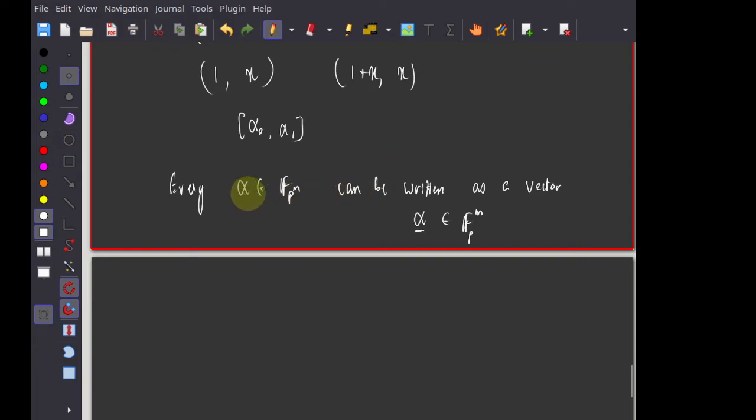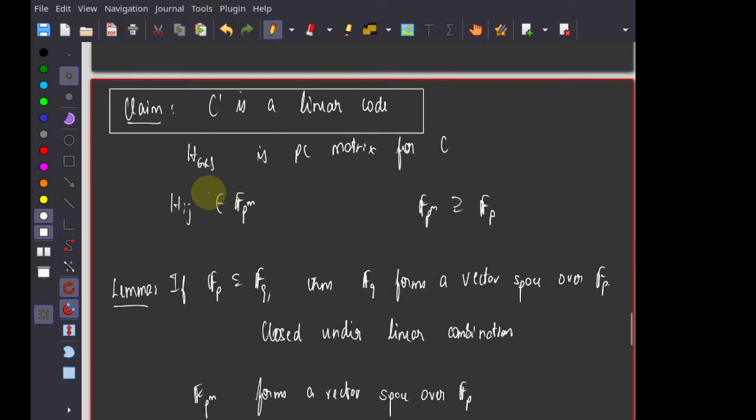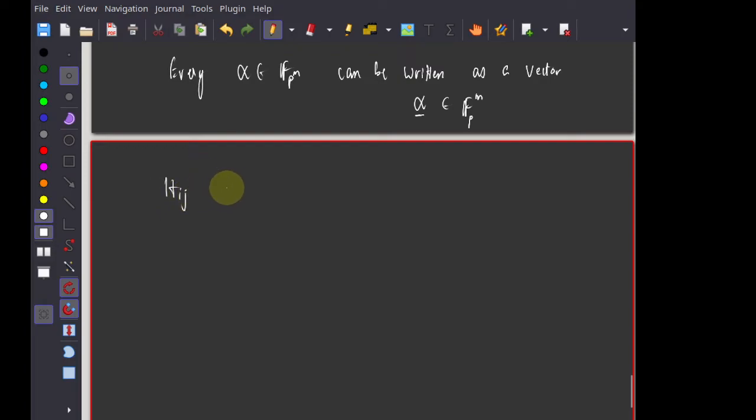So now I know that every element can be written as a vector with coefficients from Fp. Let me go back to this. I have the parity check matrix. I can write every element of the parity check matrix as a vector now. Correct? So h_ij can now be written in terms of a vector. But of course, for this I need to specify some particular basis. So each h_ij is now a vector.